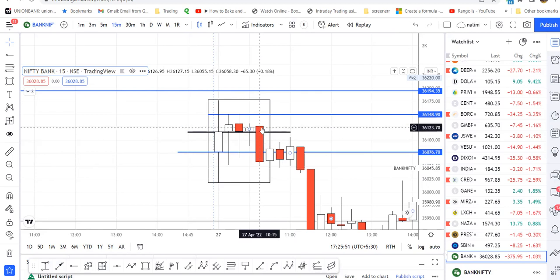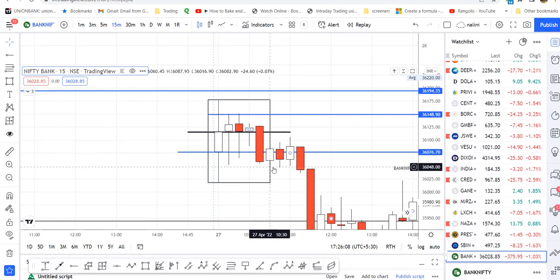You need to mark the high and low of the candle, 36,126 to 36,059. This is the high and low of the candle, and you have to patiently see. You have to wait so patiently.